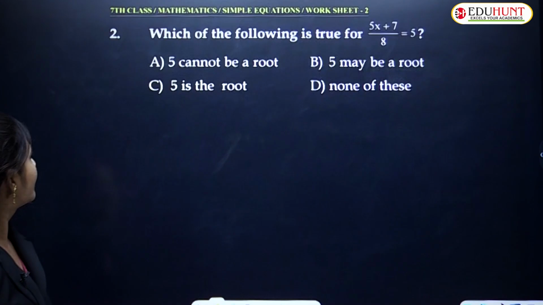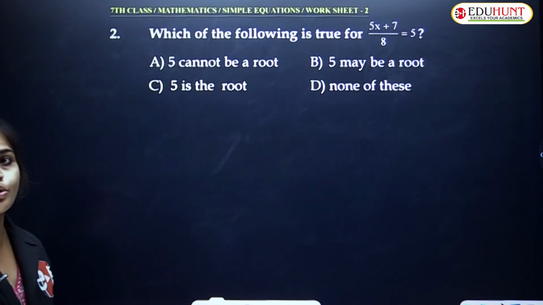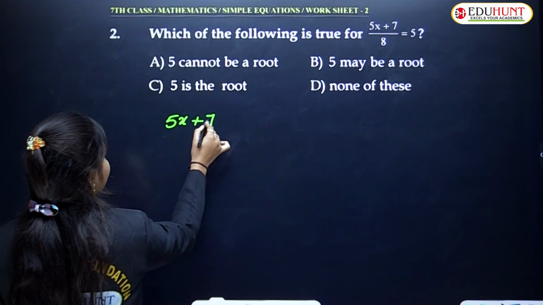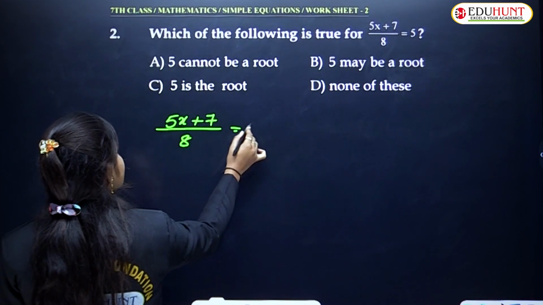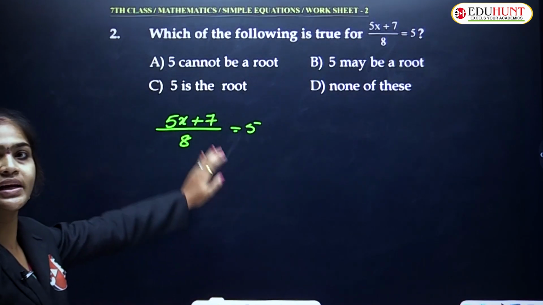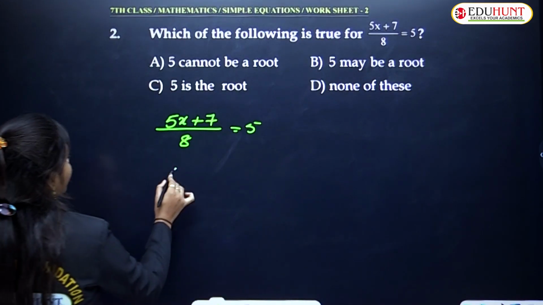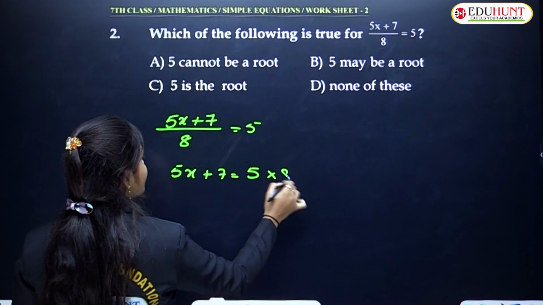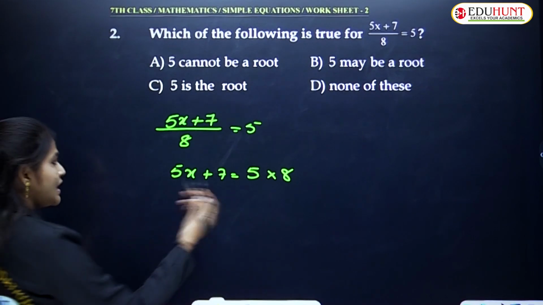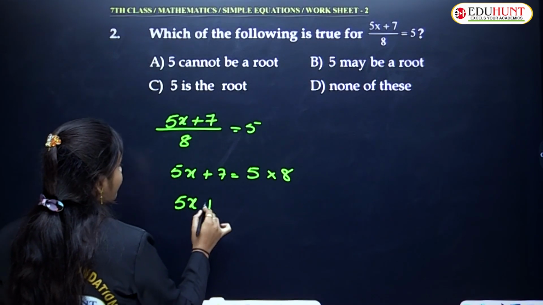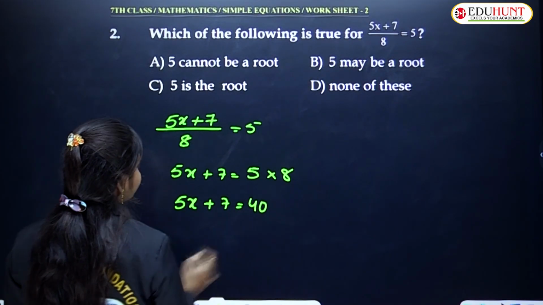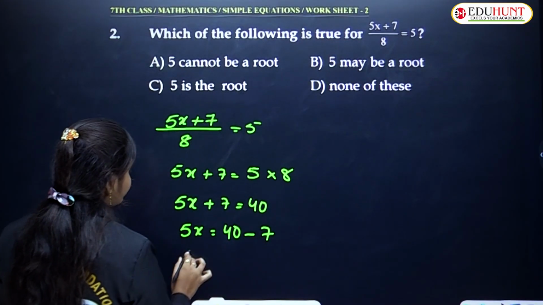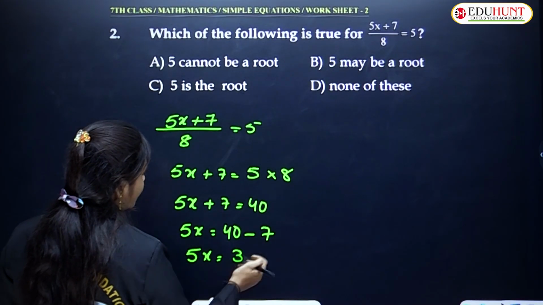Understand? Yes. Next, second: which of the following is true for? Which option is satisfied here? First, simplify this: (5x plus 7) by 8 is equal to 5. First simplify this one, later we can go for the options. Okay, see that. 5x plus 7 is equal to, here there is a division form, no? So the division form becomes multiplication. 5x plus 7 is equal to 5 eights, 40. Next, 5x is equal to 40 plus 7, which becomes minus 7. 5x is equal to 33.